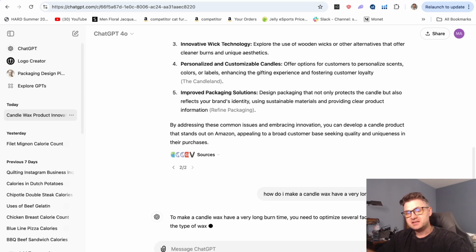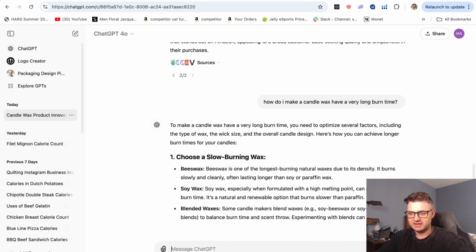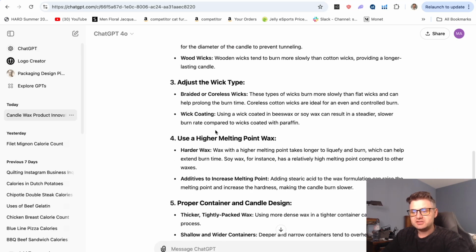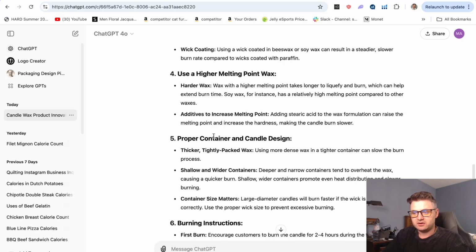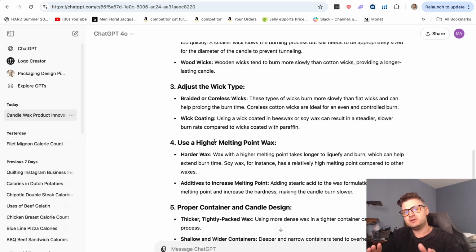And now it's gonna give me answers to solve this, right? It's basically telling me, hey, beeswax is the longest burning natural wax due to its density. It's giving me types of waxes that have long burn times. It's essentially giving me ideas to have a very long burn time if I want to innovate this way, guys. So you essentially find what the most common complaint is in the market. That's number one. And then number two is you ask for ideas.